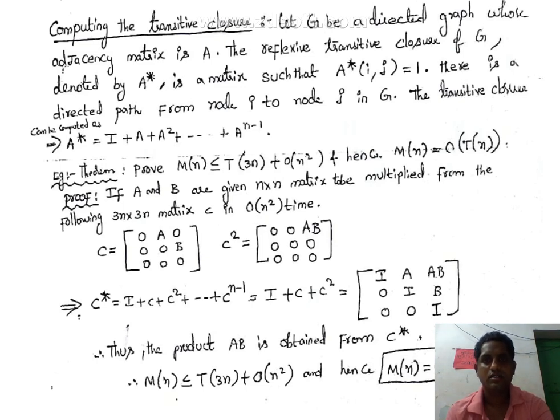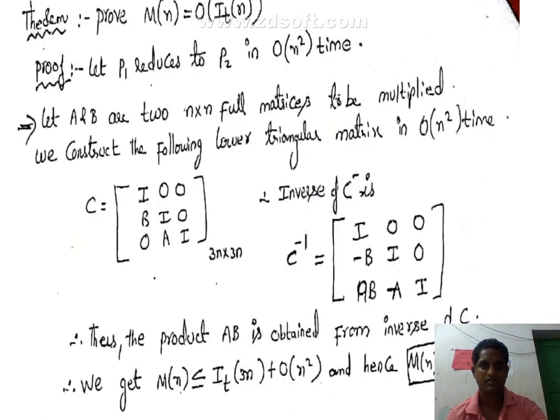There is a directed graph G whose adjacency matrix is A. The reflexive transitive closure of G, denoted by A star, is a matrix such that A star of I comma J equals 1 if there is a direct path from node I to node J in G. This is a transitive closure of particular network problems.